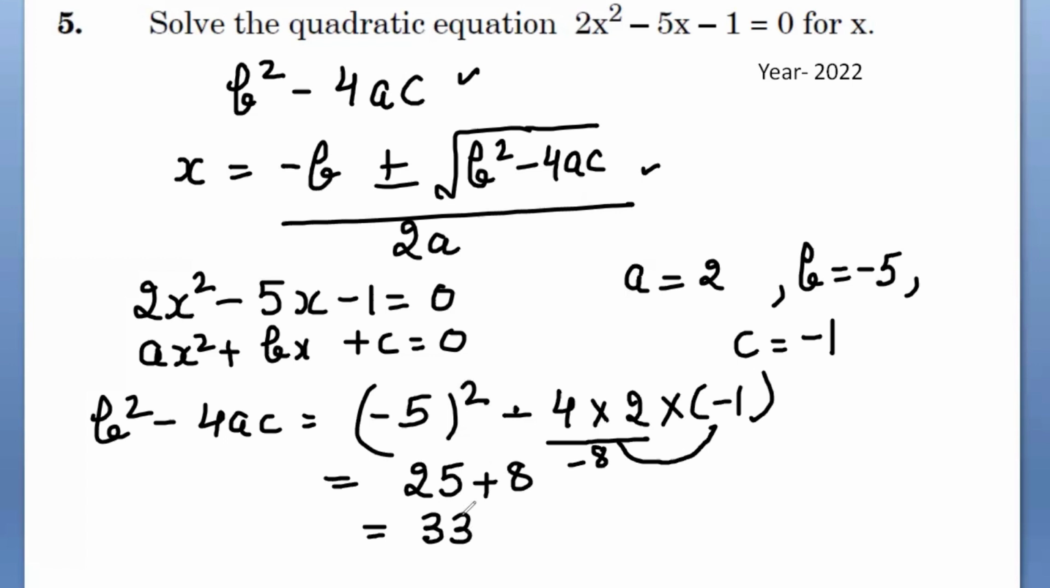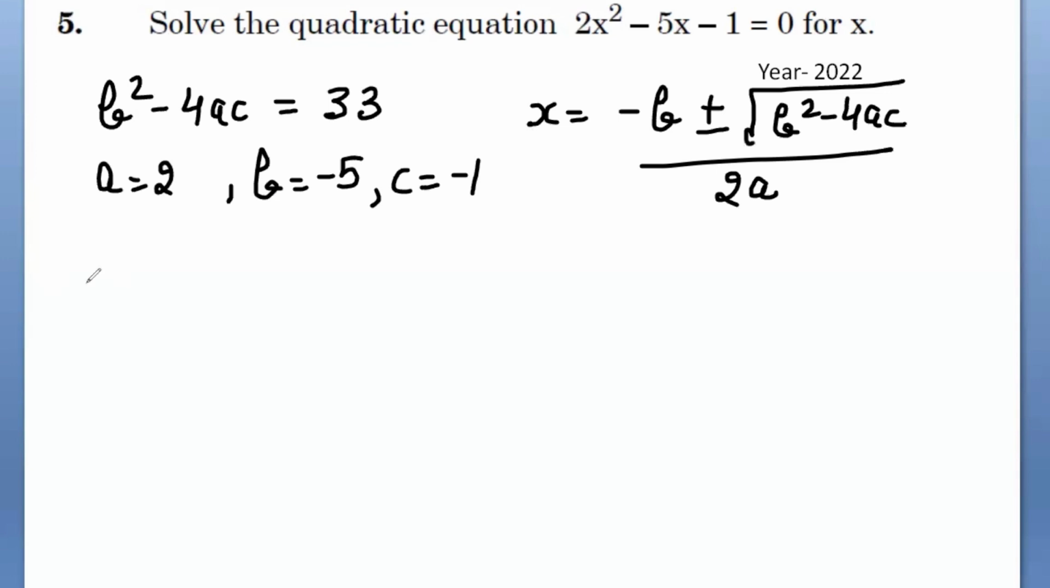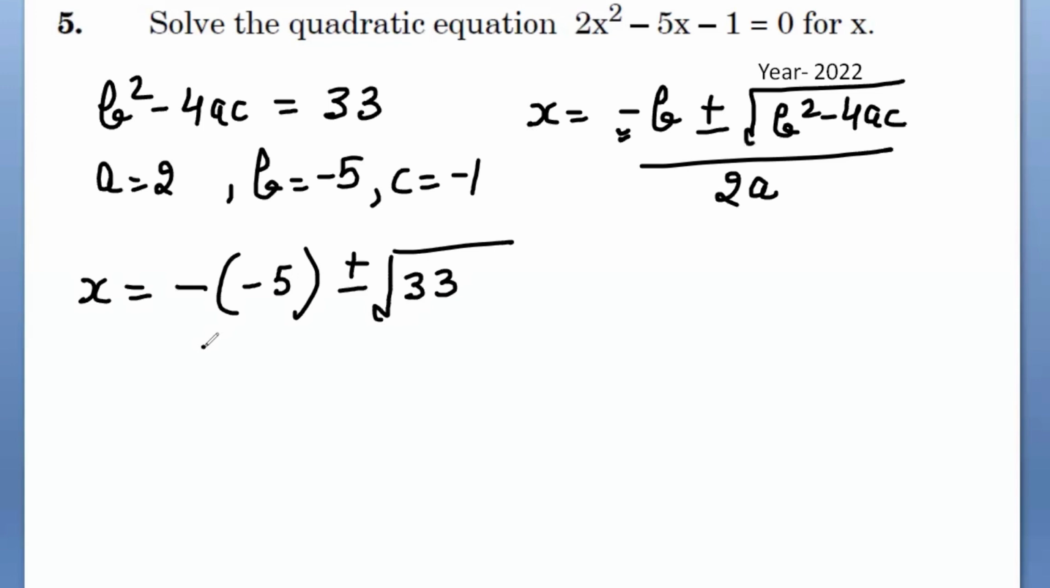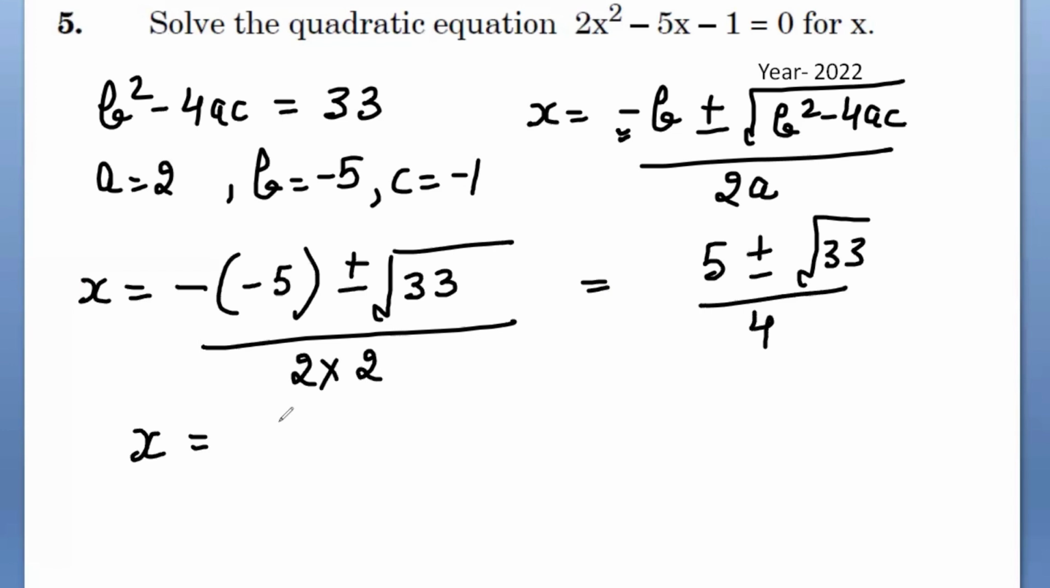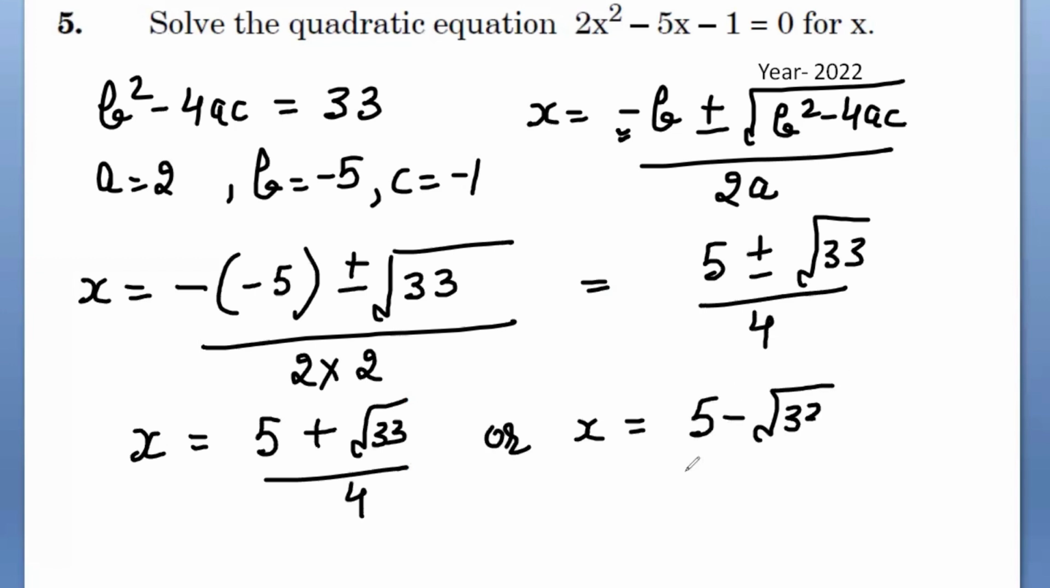Now once we have calculated this, then we have to calculate the value of x. So the value of x will be equal to, the value of b is minus 5, so we'll write a minus sign from here. Always write the negative value within the bracket, plus minus root, we already know the value is 33, divided by 2 into a, which is 2. So we'll get here 5 plus minus root 33 over 4. Therefore, the value of x will be either 5 plus root 33 over 4 or the value of x will be 5 minus root 33 over 4.